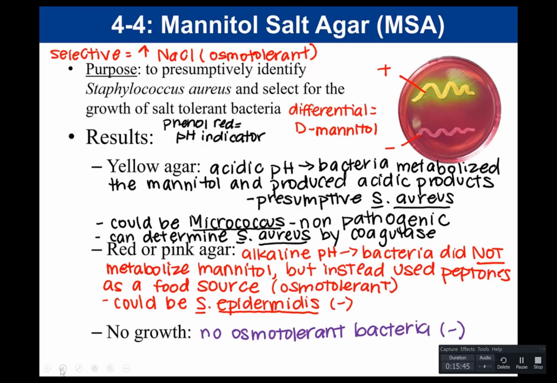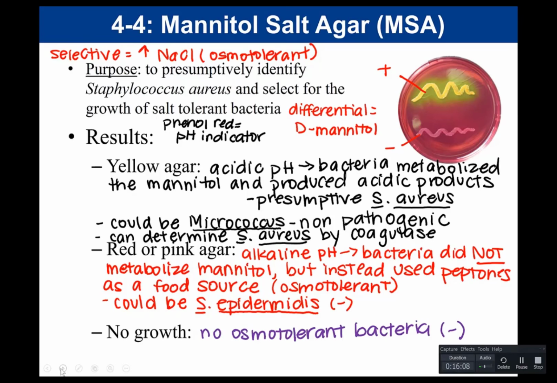Because notice that the MSA is only presumptive, meaning we can say with about 95% confidence that it's likely Staph aureus. But to confirm it, we would do coagulase. The coagulase would be our confirmatory test. Because remember, coagulase is a virulence factor. Staph aureus produces it, the others do not.